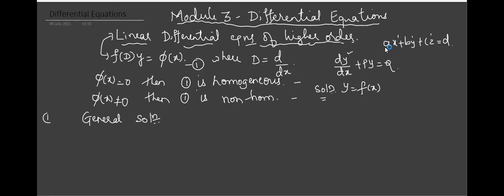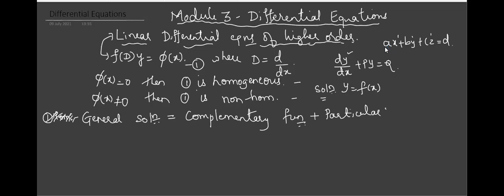Now first I'm dealing with homogeneous. When you take homogeneous, what is the RHS part? RHS part is 0, phi of x is 0. So the general solution is given by one function called the complementary function. Or else, if I don't take homogeneous, in the general format, the general solution is given by the complementary function plus one more thing which is called the particular integral.